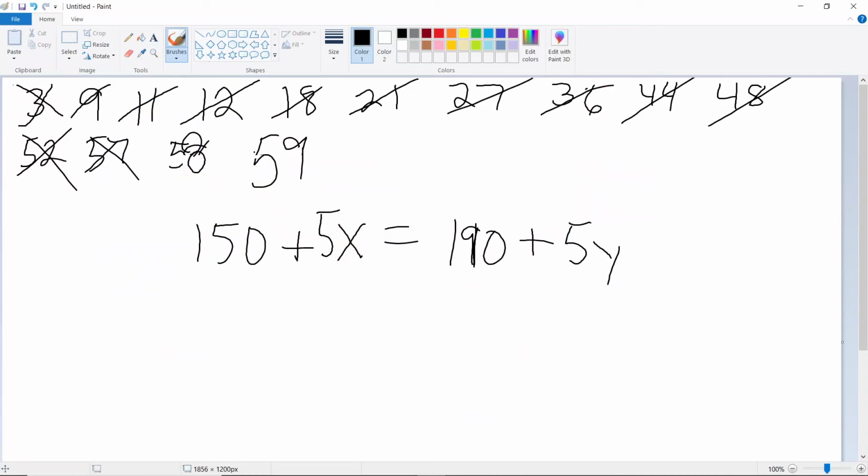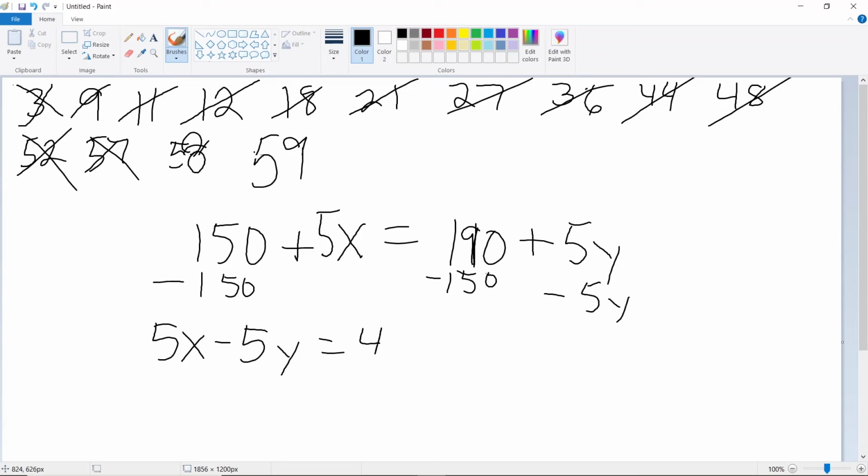Well, we want to get the X's and Y's on one side. So if I subtract 5Y from both sides, we're going to get 5X minus 5Y. And then I subtract 150 from both sides, equals 190 minus 150 equals 40. And now on this 5X and 5Y, I can factor a 5 out. 5 times X minus Y. I just divided both by 5, and I put the 5 outside the parentheses. Because remember, it's 5X, 5Y. So there it is, equals 40.